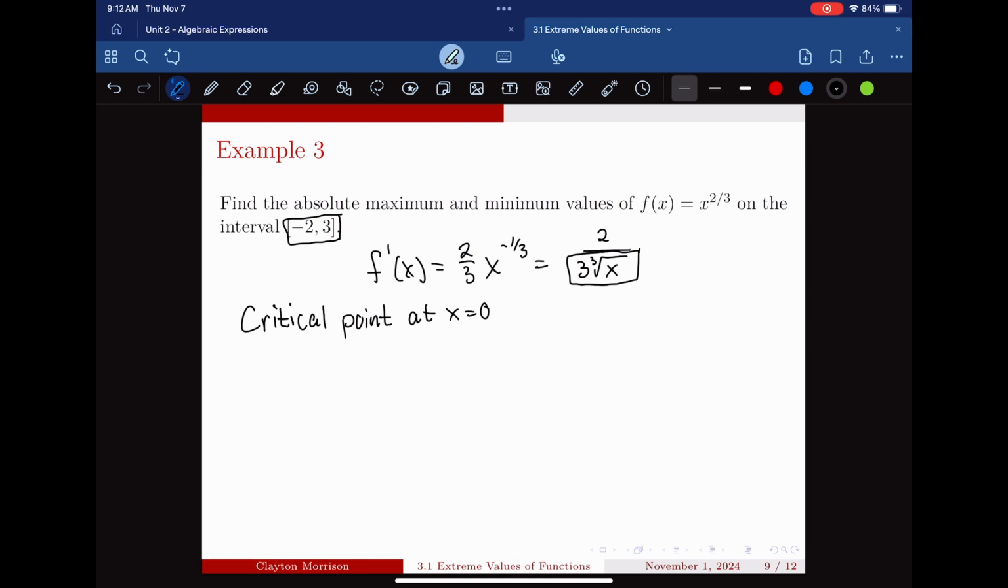But one thing we also have to worry about is the endpoints right here. The endpoints are also critical points because we have some sort of function like this, but we're cutting it off early and we're starting it late. So we have those endpoints there. Those can be extrema as well. So we have the potential for 2 more critical points, and that would be at x equals -2 and x equals +3.